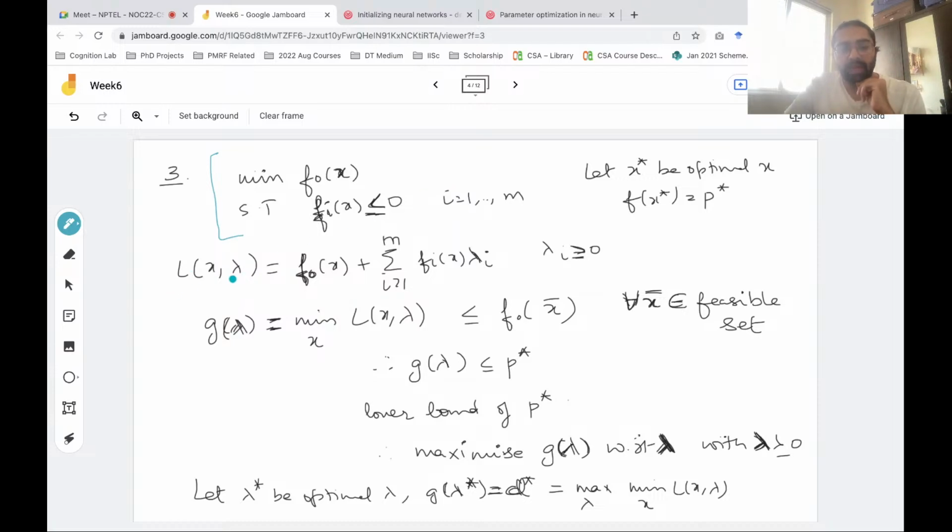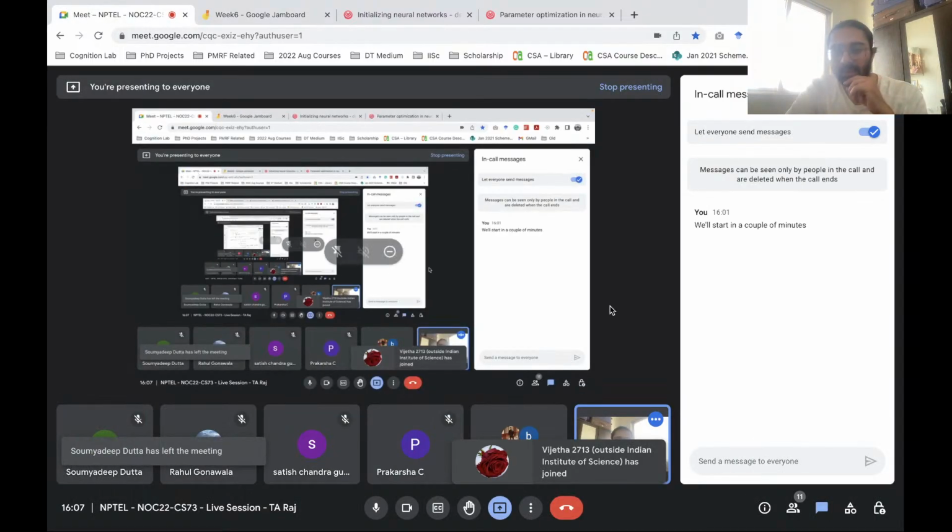And we discussed that I can create something called a Lagrangian, where I define L of x comma lambda, which is just a combination of the objective function and all the constraints that we have, with the constraint lambda i greater than or equal to 0, right? I choose lambda i's to be greater than or equal to 0. Now let's look at a function g of lambda, which is defined as the minimum over x of L of x comma lambda. Now my claim is that this is less than or equal to f naught of x bar for all x bar in the feasible set. So any thoughts why this would be true? Why are there so many pings? Okay.